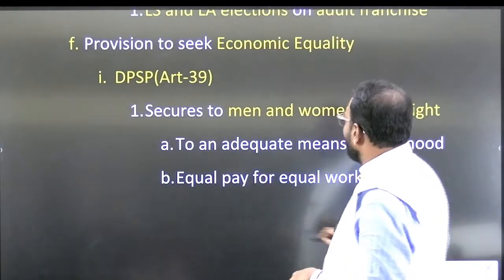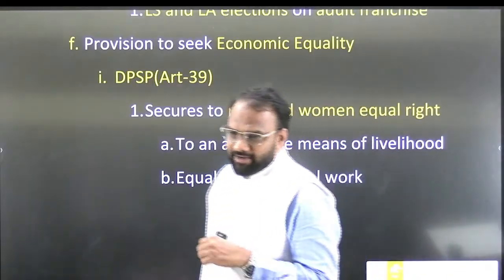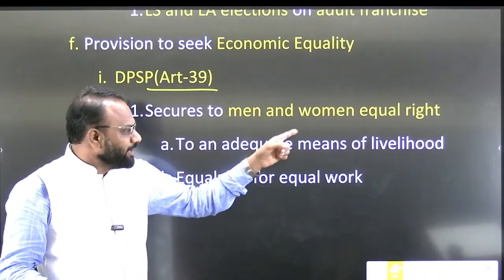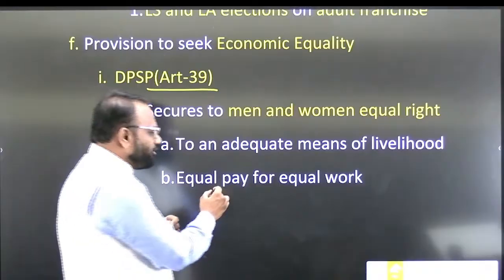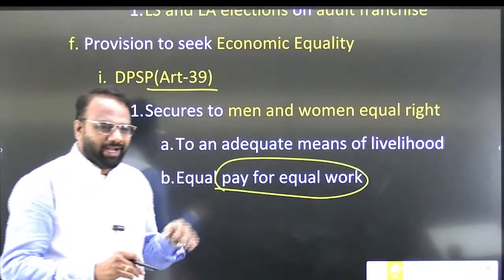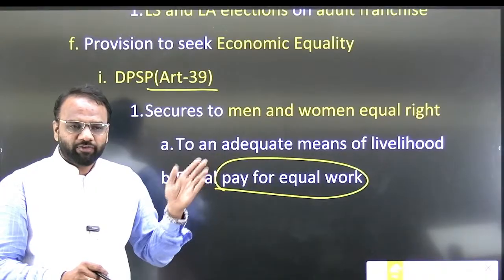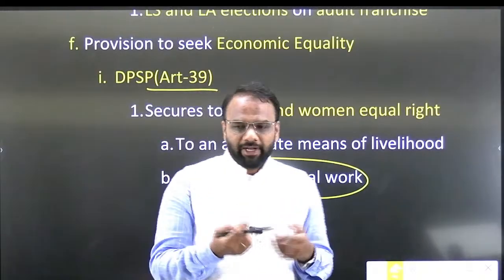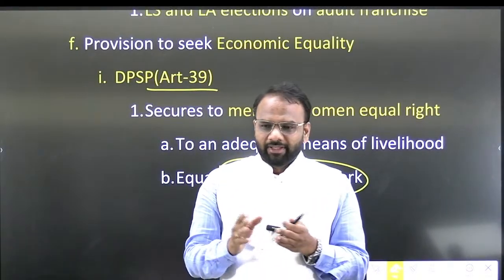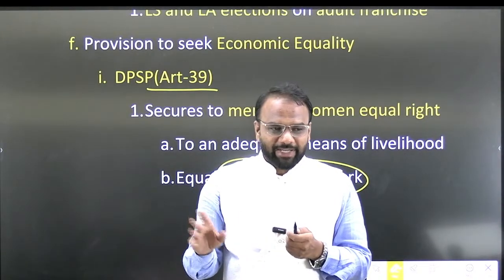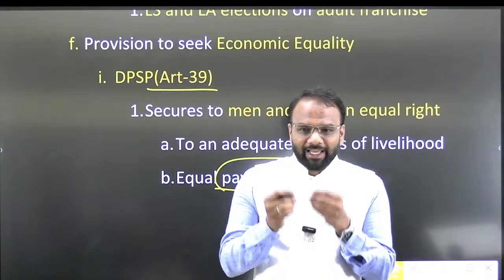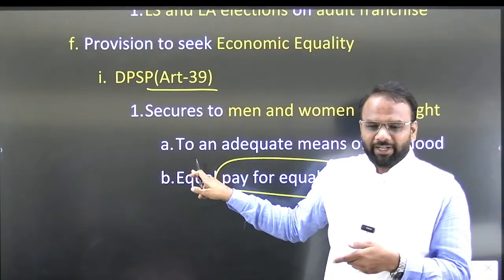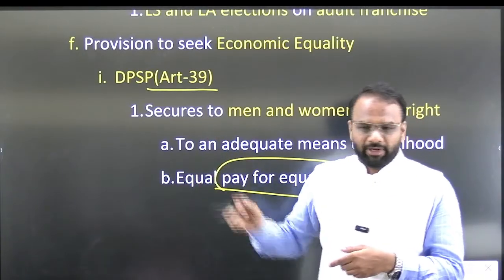Next, provisions to seek economic equality. Previously I discussed, right? Article 39 I had not mentioned. It secures to men and women equal right to adequate means of livelihood, and equal pay for equal work. So these things we have discussed. Again, in detail we shall discuss every article from 36 to 51. But if I ask you, can you give me an article which secures political equality? Articles 325 and 326. Can you give me an article number which secures economic justice? 39. One example of that is equal pay for equal work for both men and women.